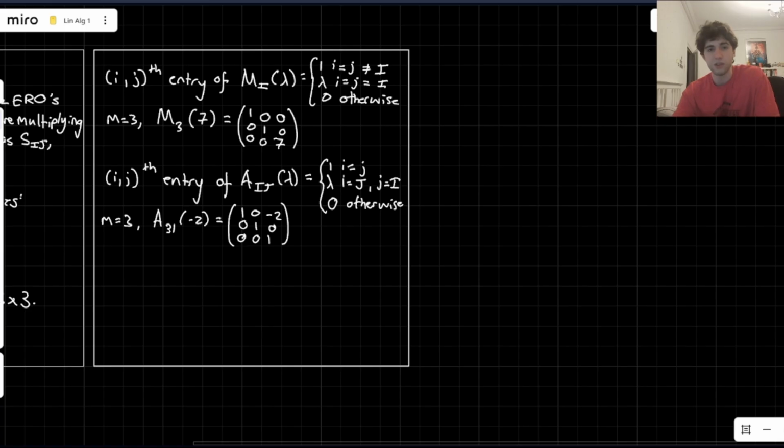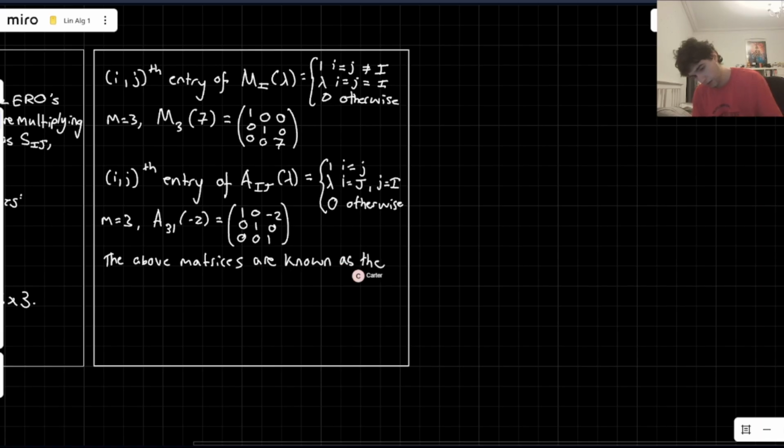We still need to talk about that a little bit more, but those are the entries of each of the elementary row operation matrices. And we call these matrices the elementary matrices. So the above matrices are known as the elementary matrices.